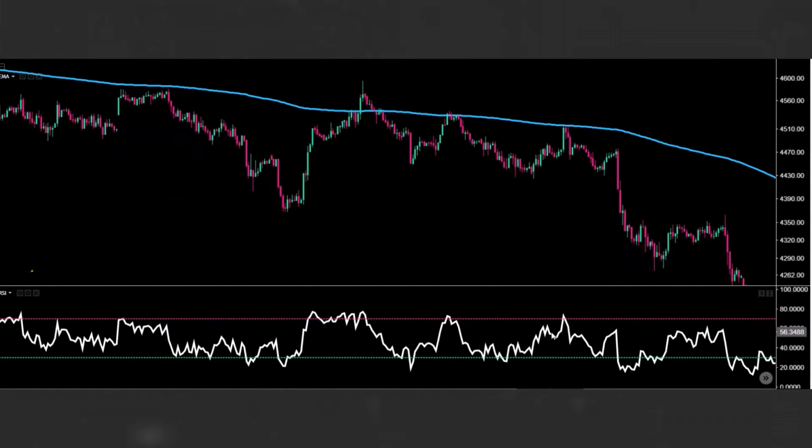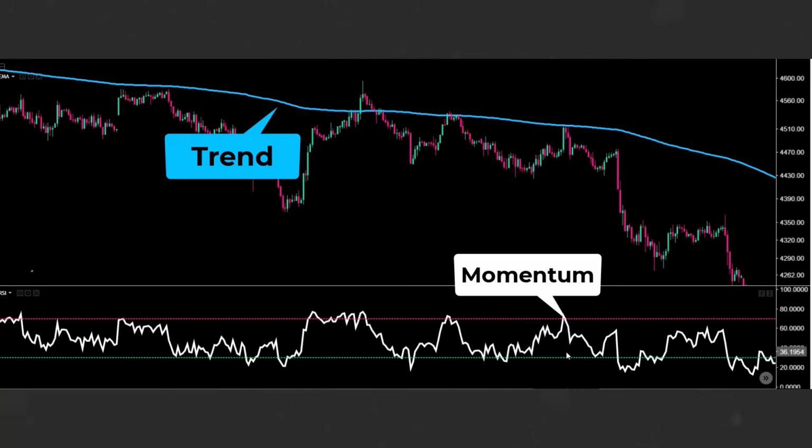So, when we combine EMA and RSI, we get the best of both worlds: the trend from EMA and the momentum from RSI. This combination makes trading much easier, especially for beginners. Now let's look at the best settings for each time frame and trading style.